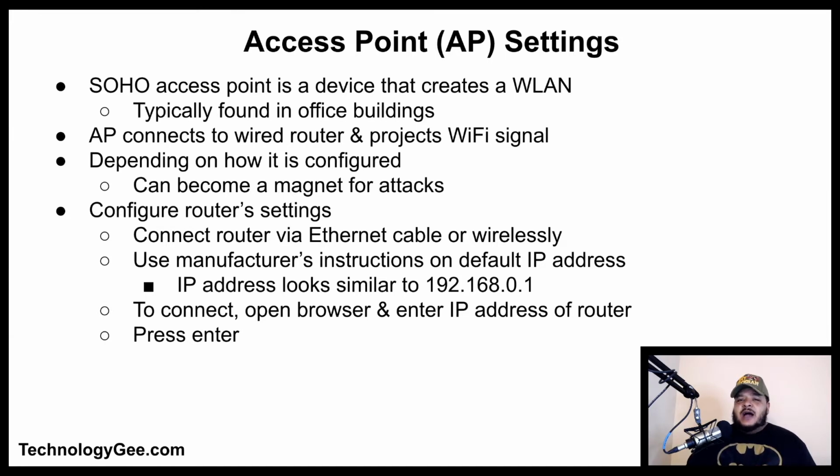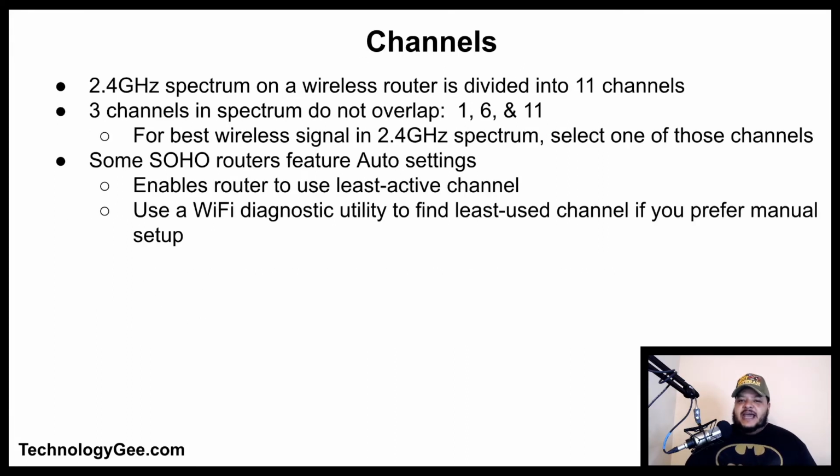Now, to configure a router's settings, connect to the router via an Ethernet cable or wirelessly and use the manufacturer's instructions on the default IP address. The IP address typically looks similar to 192.168.0.1. To connect, just open a browser and enter the IP address of that router in the address bar and then simply press enter.